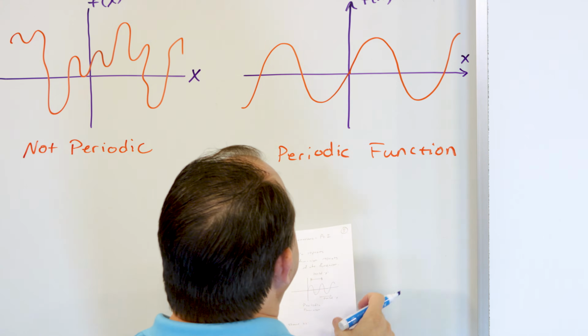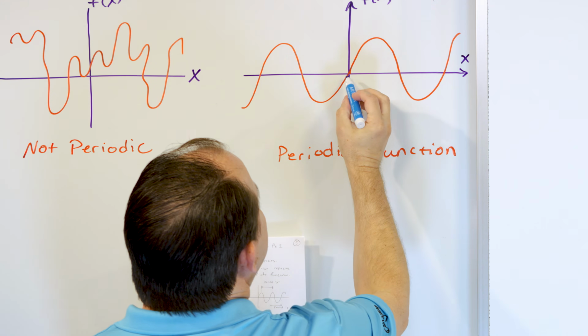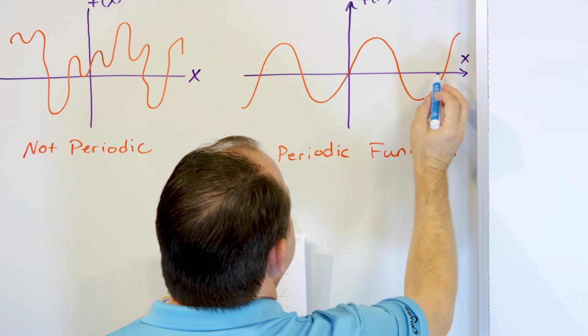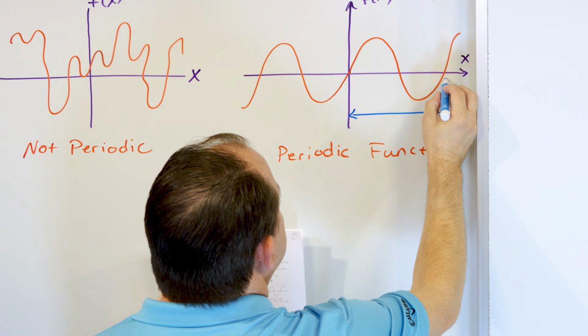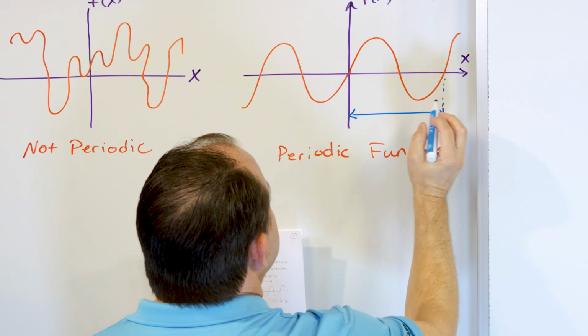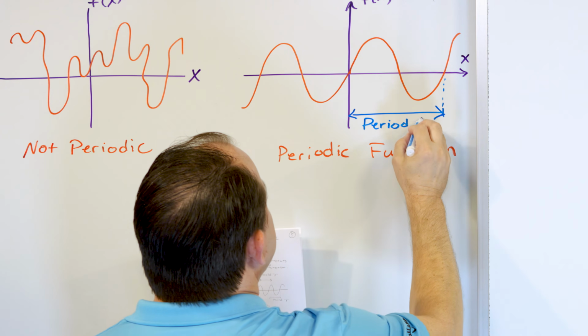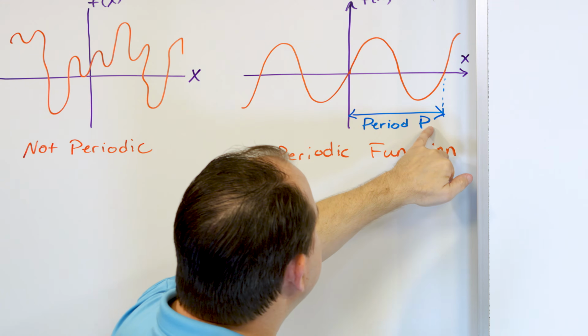So for instance, I can say, where would be the best place to put it, like here? You see how it's going up through the x-axis, and then it's going down, and then it's going back up through the x-axis. So I could say this distance right here, this is called the period P. That's the period P, right? Now, the period is a number.